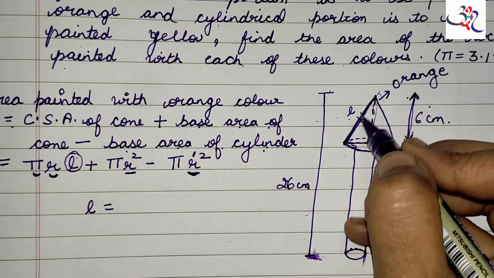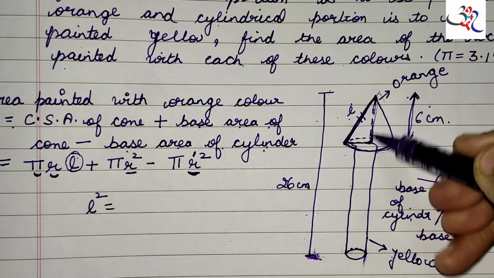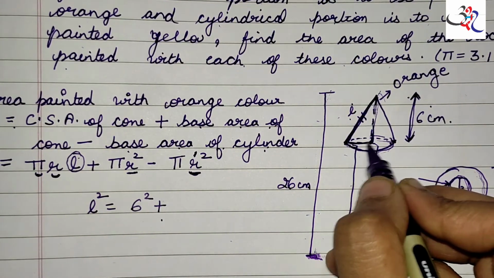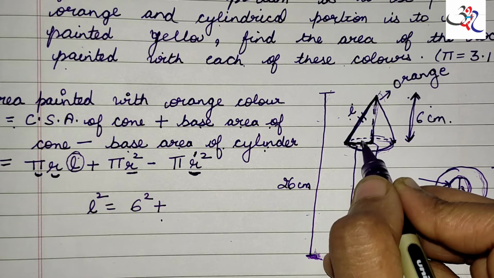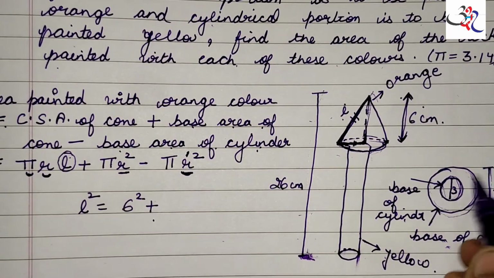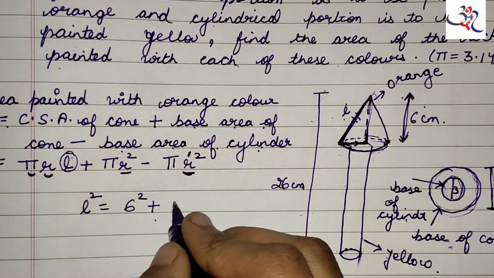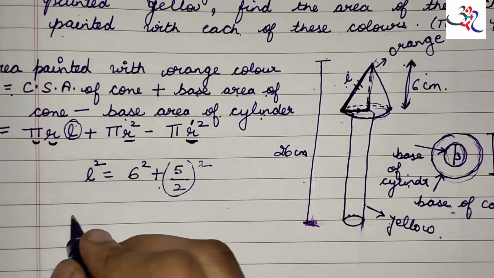What does the Pythagorean theorem say? Hypotenuse square is equal to perpendicular square plus base square. The base is this much, which is the radius of the cone. The diameter of the cone is given to us as 5 centimeter, so the radius of the cone will be 5 by 2.